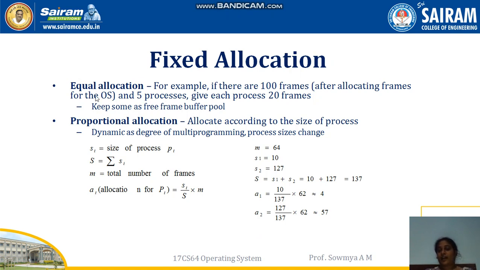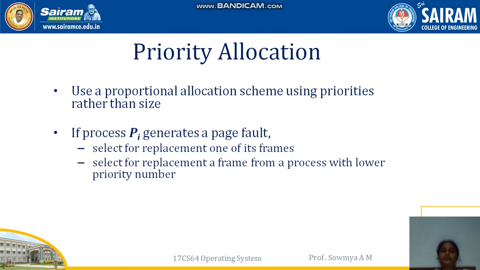Based on fixed allocation, we have equal and proportional. Equal is dividing the frames equally among the processes. In proportional, calculate the proportion based on the size of a process and allocate accordingly. So next one is priority allocation.